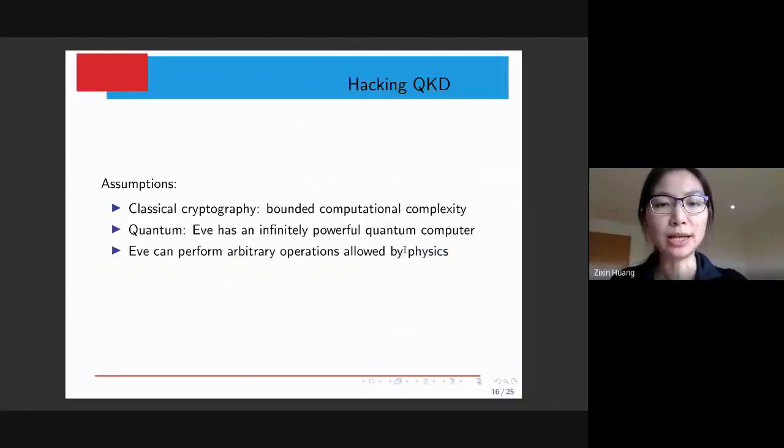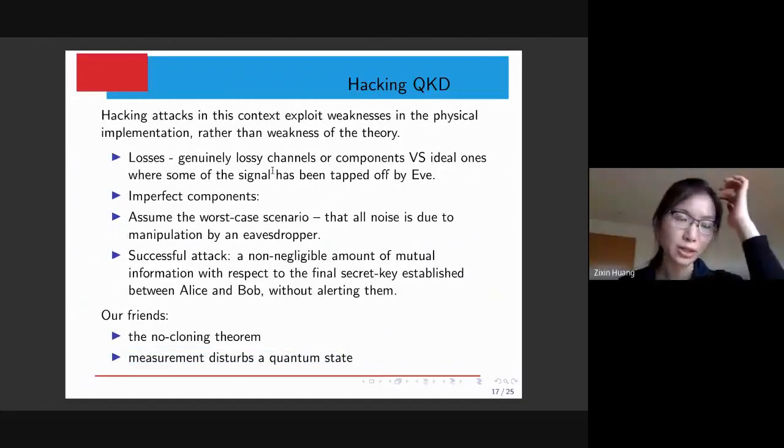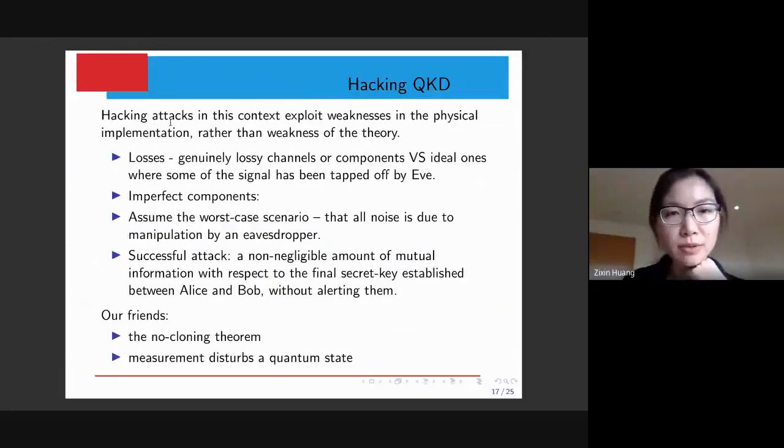Now, these sound like very stringent conditions, because if she can do anything, then we might be screwed. However, we know that we have friends on our side. We have basically the no-cloning theorem, and we know that measurement disturbs a quantum state. So in this context, the hacking of quantum key distribution systems actually exploits weaknesses in the physical implementation rather than the weaknesses in theory.